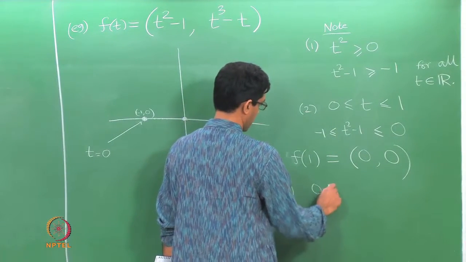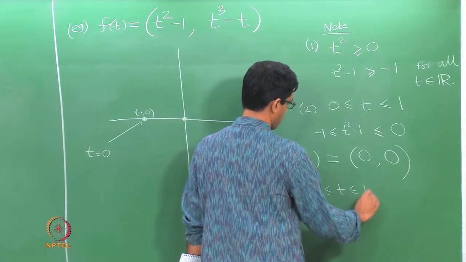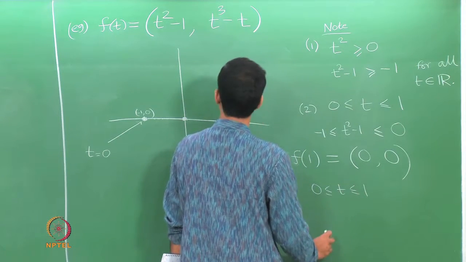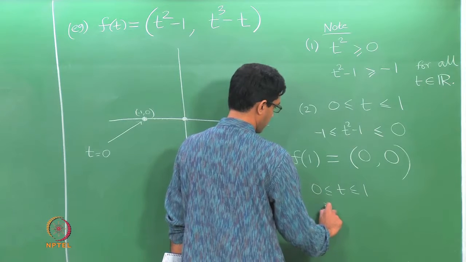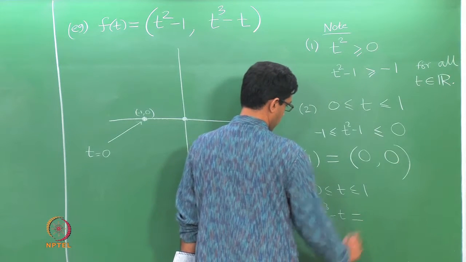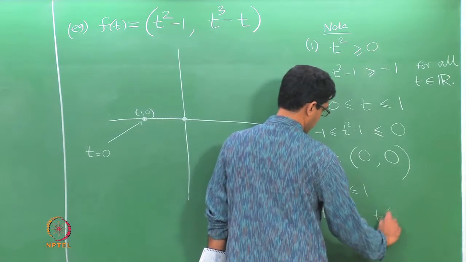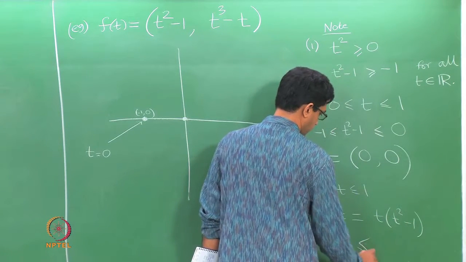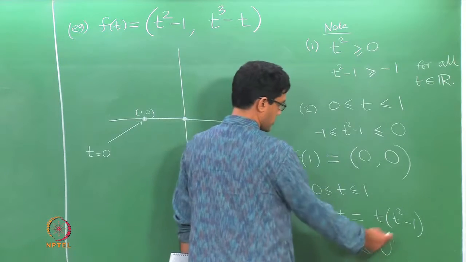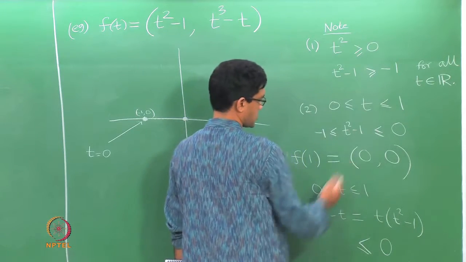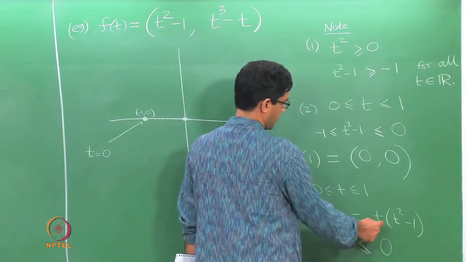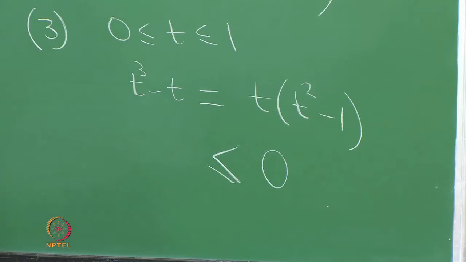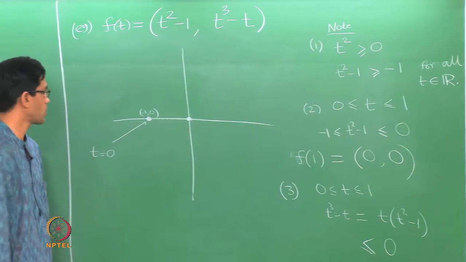Okay. And what do we know about the y coordinate in this range? So if I take t from 0 to 1, let us look at the y coordinate. It is t cube minus t, which is, well, it is t times t square minus 1. So in fact this is negative, because t square minus 1, as we just said, is negative, and you are multiplying it by a positive quantity which is t. So t cube minus t is negative when t goes from 0 to 1.